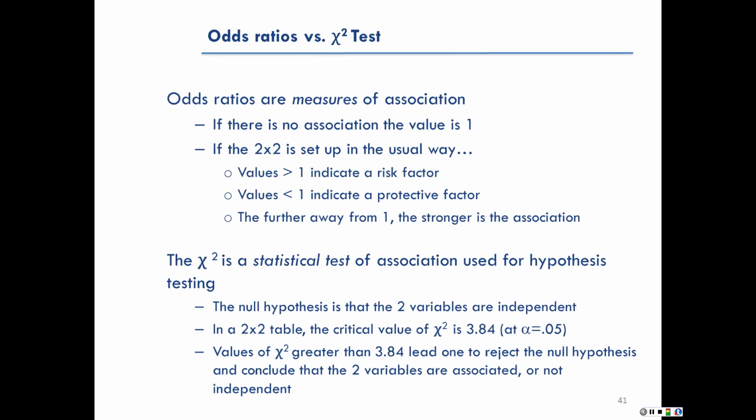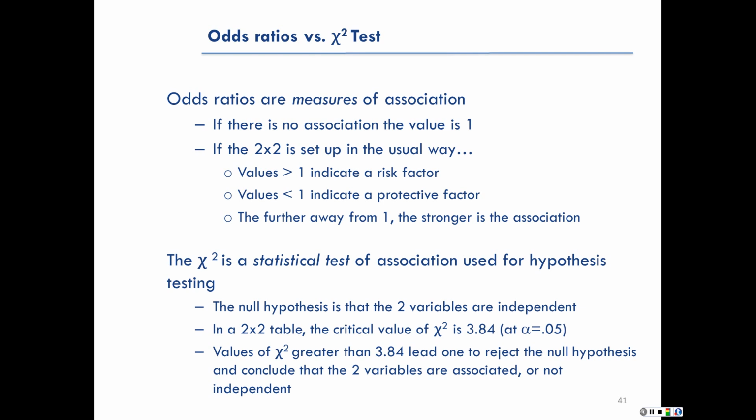So we can also think about odds ratios in terms of the chi-square test. Let's think about these two things here, because you can do both with the contingency table, right? The odds ratios are measures of association. If there's no association between these two characteristics of interest, the value of the odds ratio is going to be 1.0, as long as we're setting up the 2x2 table in the usual way that I've done in this lecture. A value greater than 1 indicates a risk factor. The exposure is a risk factor, but a value less than 1, like we saw for not-for-profit status, indicates that the exposure is actually a protective factor. In either case, the further away from 1 that the value of the odds ratio is, the stronger the association.